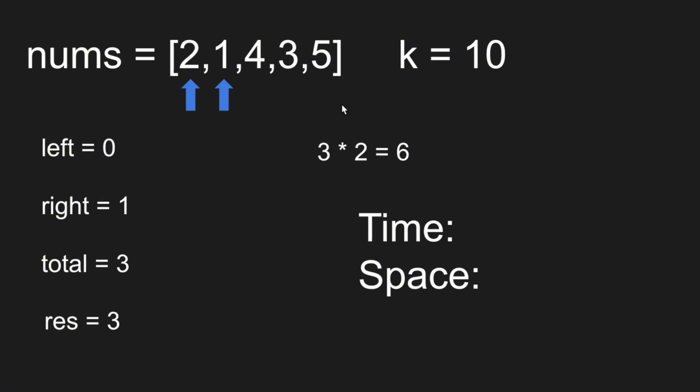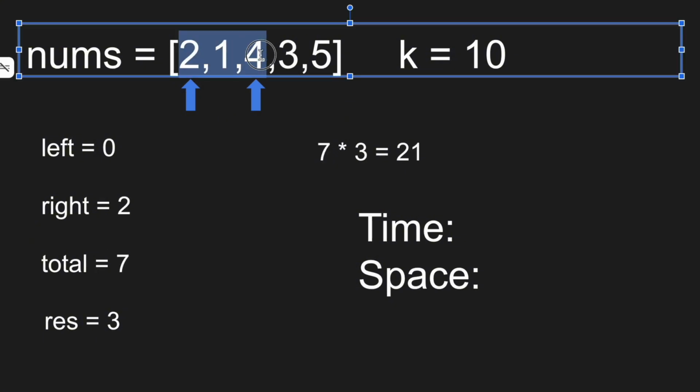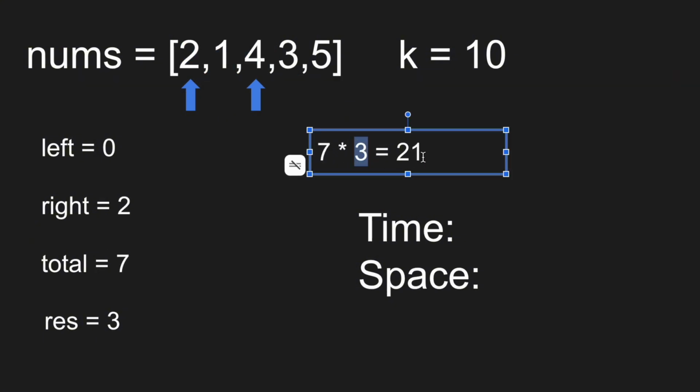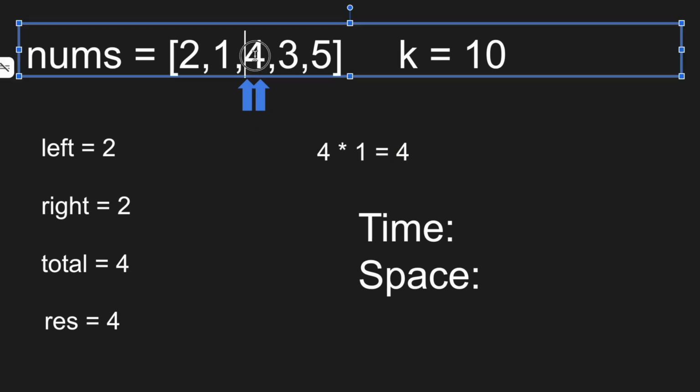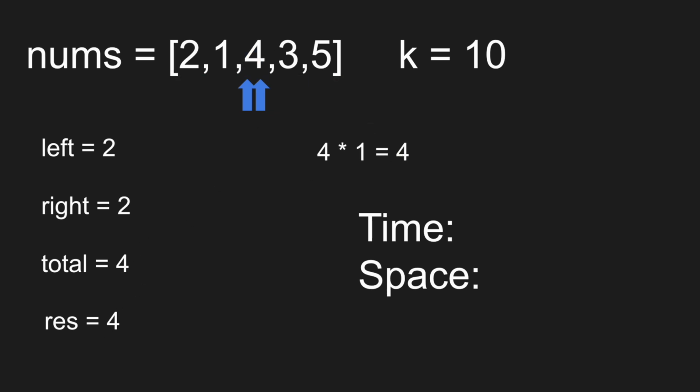And now we need to shift the right pointer again. So the total is 7 and the length is 3. 7 times 3 is 21, which is greater than k. So we need to shift the left pointer over. Now 5 as the total, the length is 2, is equal to 10, but it needs to be strictly less than k. So we need to shift the left pointer again. So 4 times 1 is 4, which is good. So we can add 1 to result because the subarray has a length of 1, and shift the right pointer.